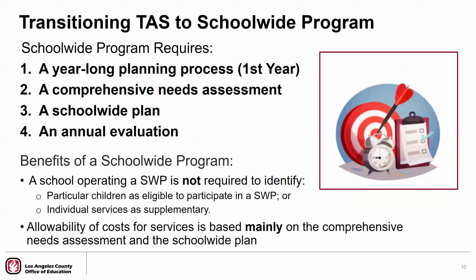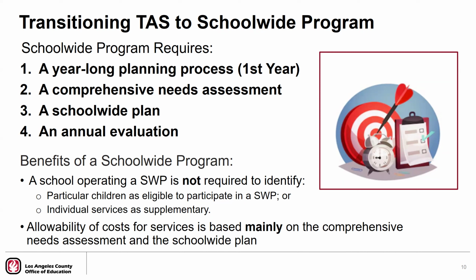If a targeted assistance school meets the eligibility criteria, it can move to a school-wide program. But the following school-wide program requirements and steps must be followed. For the first year, there is a year-long planning process. In addition to that, there must be a comprehensive needs assessment, a school-wide plan, and an annual evaluation.